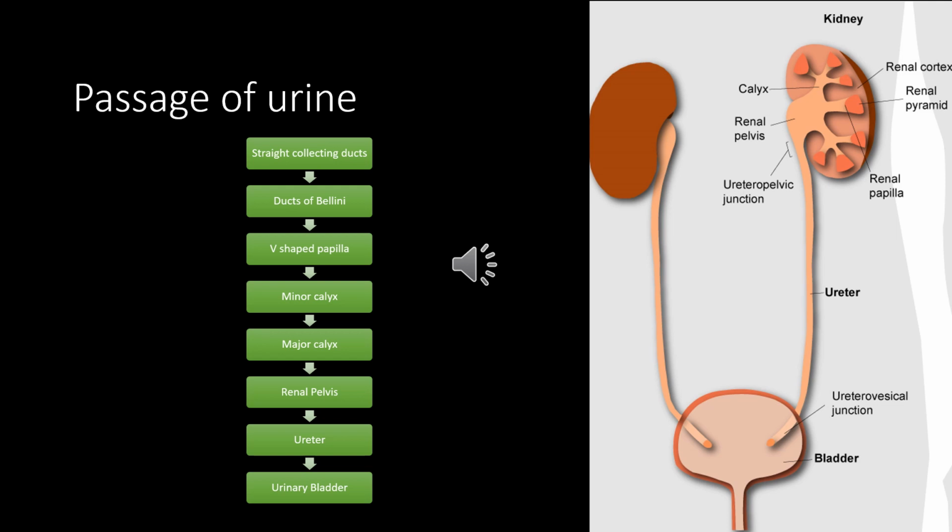Pelvis is the expanded portion of the ureter present in the renal sinus, and from the pelvis through the remaining portion of the ureter, the urine passes downwards and reaches the urinary bladder.